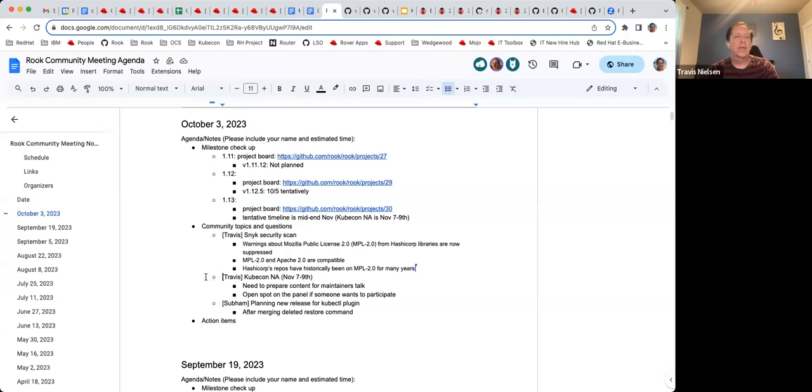Otherwise, at KubeCon we have a Rook booth planned for a half day, and it'll be a good time. It's only a month away. Can't believe it's coming quick already. Other comments on KubeCon?